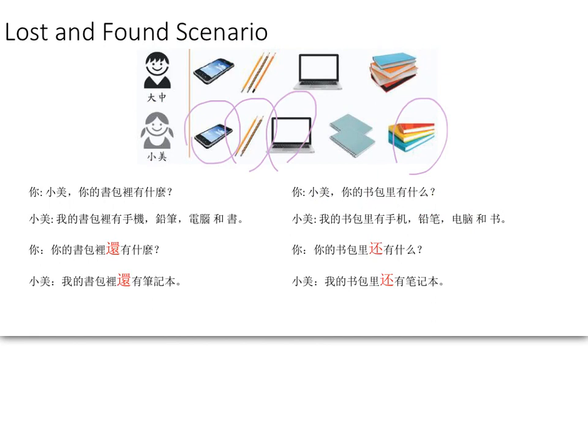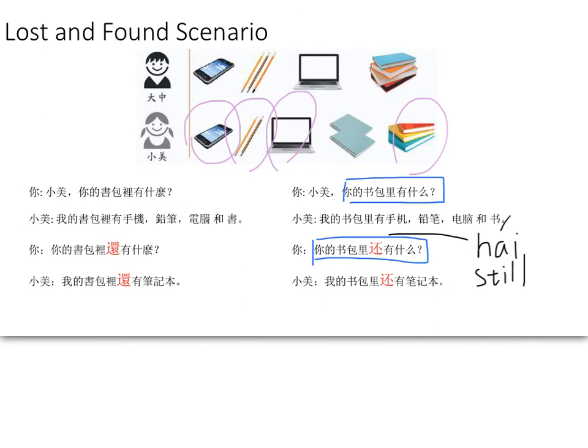So you want to ask her, 你的书包里还有什么？还有什么？ So if you look at this question carefully, it's almost exactly the same question as the first question that you asked Xiaomei, except for one word, and this word is 还 right here. 还 means still. So basically you're asking, what do you still have in your 书包 other than what you just mentioned?